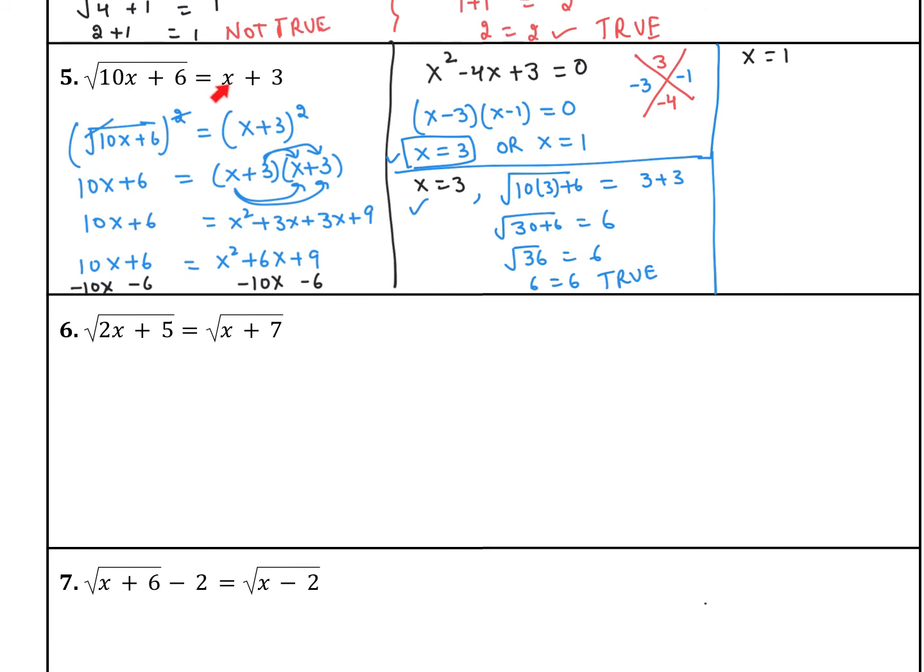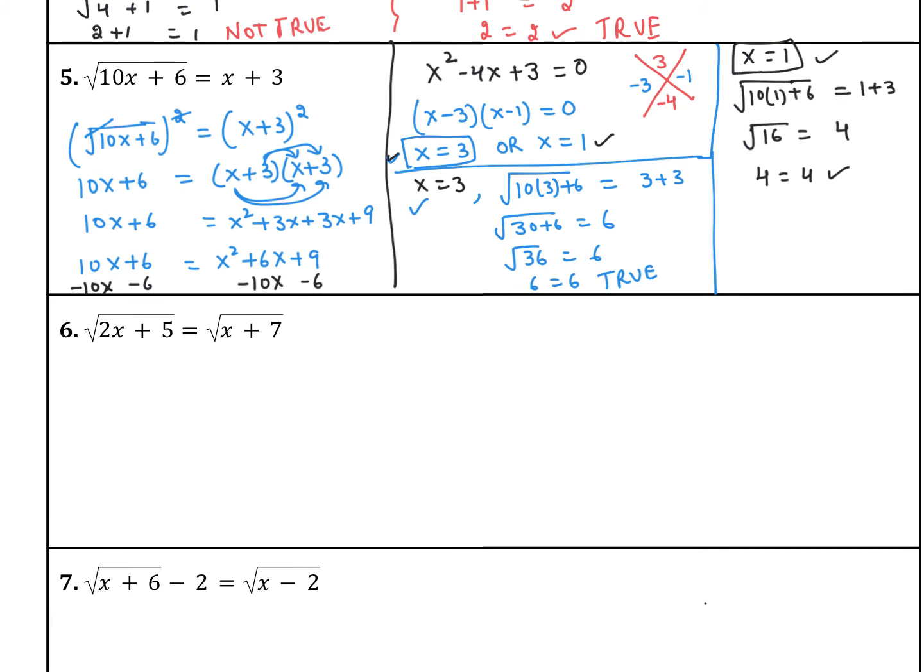Now we're going to check if x equals 1 is a solution by plugging it into the given equation. So what we get here is 10 times 1 plus 6, and that is 1 plus 3 on the other side. You got square root of 16 equals square root of 4. So 4 equals 4, that is true. So this one is also a solution.